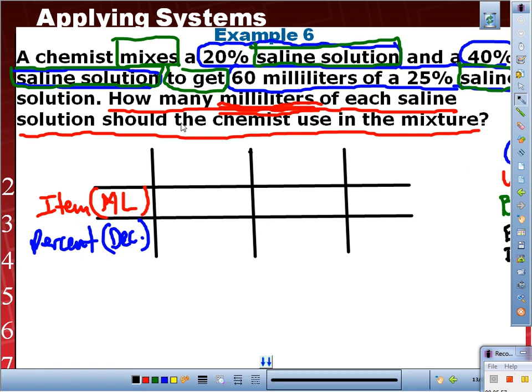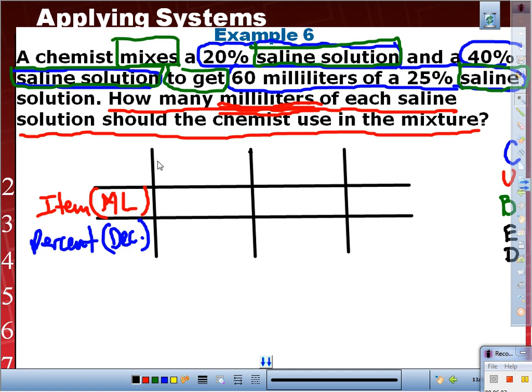Okay, here it goes again. I'm going to read it once more. It says, a chemist mixes 20% with 40% to get 60 milliliters of 25%. So how many mixtures? 2.